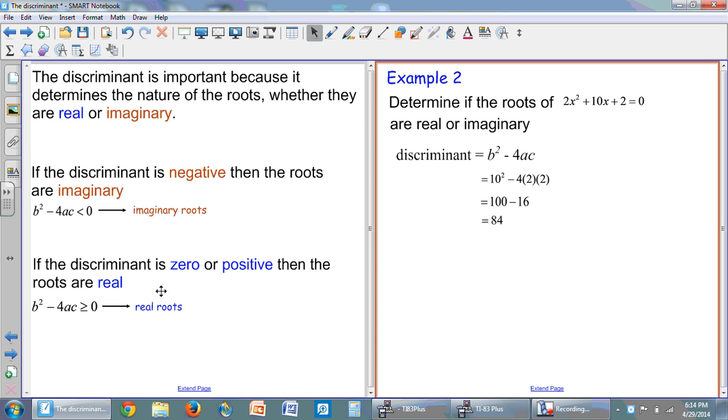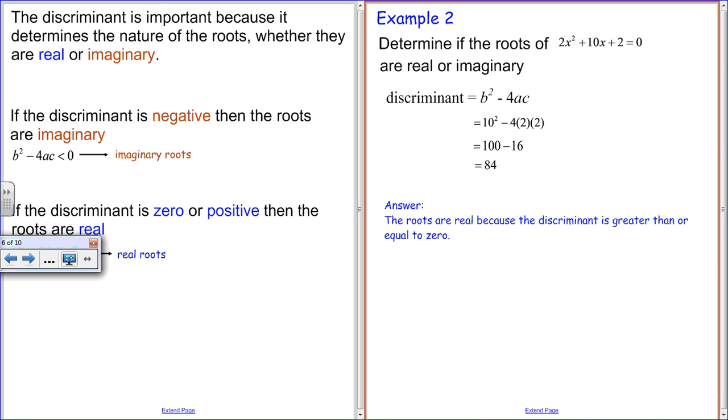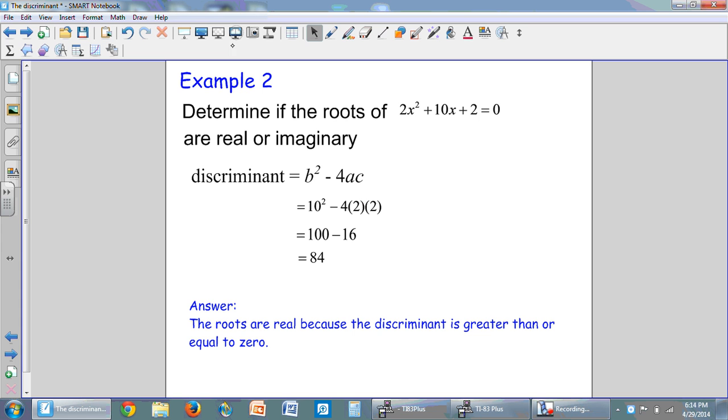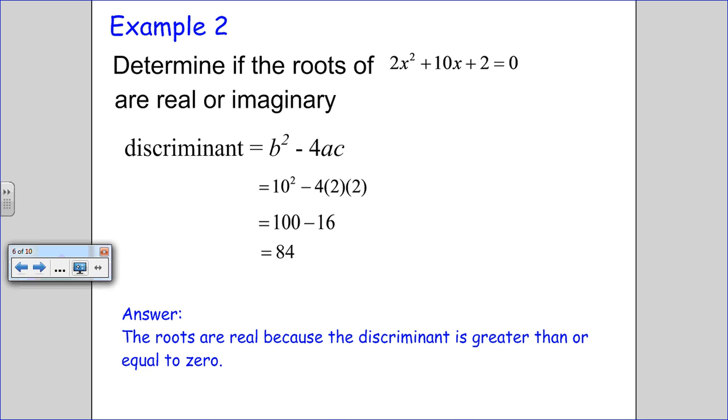Let's pull it up. It's right there. If the discriminant is 0 or positive, then the roots are real. Well, what's the discriminant? It's 84. It's positive. So we know that the roots are real because the discriminant is greater than or equal to 0. So the roots are real. There is an intersection with the x-axis.